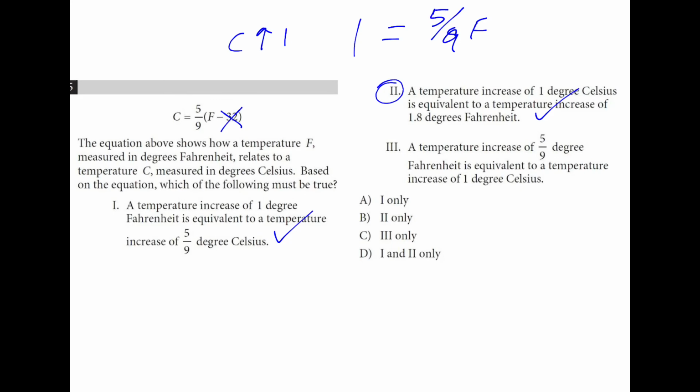3 does not make any sense though. As we're increasing Fahrenheit by a smaller amount, why does Celsius increase by more? It's backwards. So 1 and 2 only is the best answer.